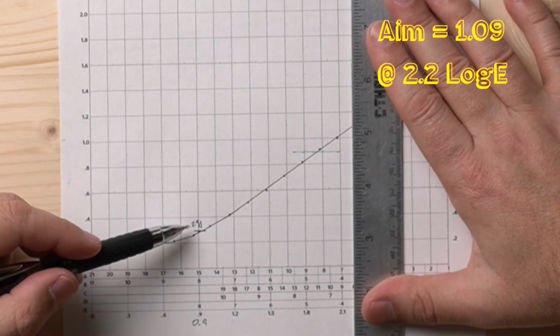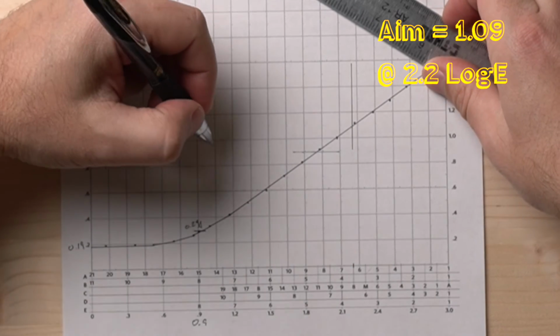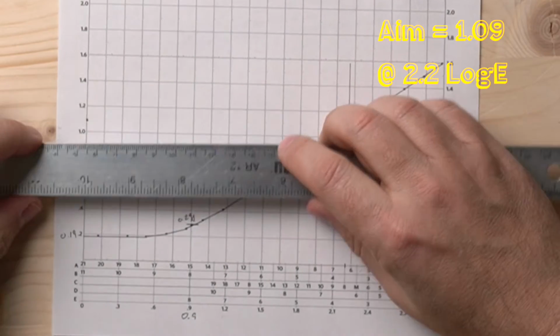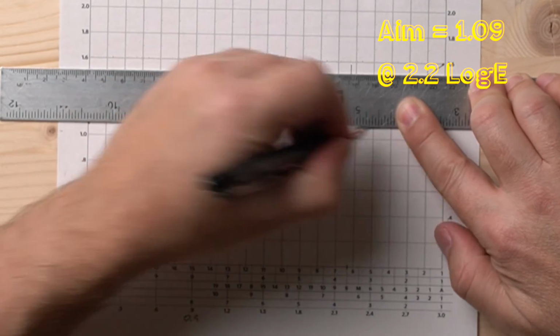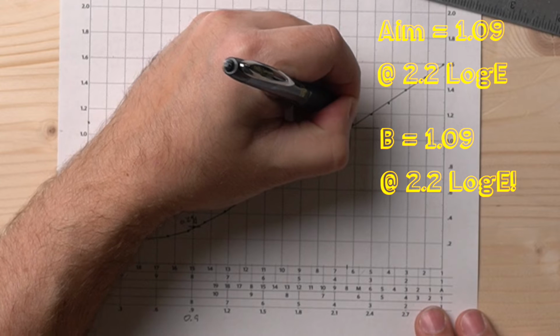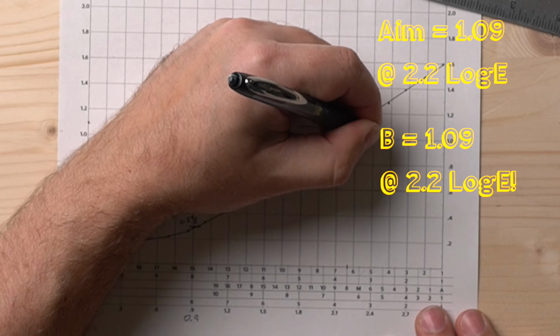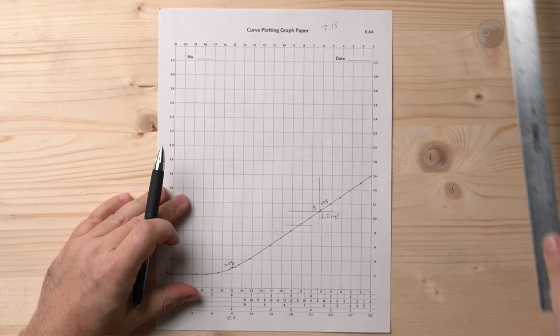That's going to be 1.09, which is going to put us right here, which puts us right there. B, that is 1.09 density at 2.2 log exposure. And that's exactly where our graph intersects. Great! We are now ready to move on.